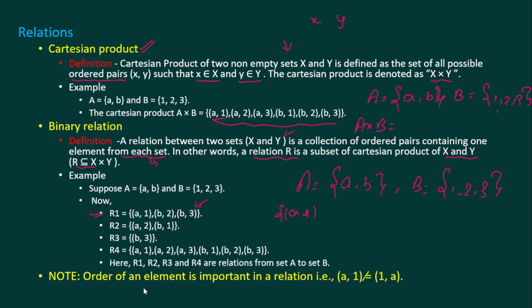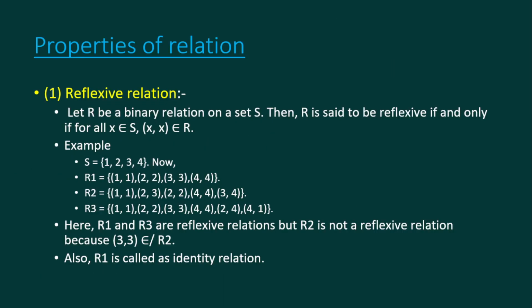Now note that the order of elements is important in a relation. In sets we do not follow the order; order is not important in a set. But in a relation the order is important, as (a, 1) is not equal to (1, a). Now let's move toward the properties of relation.